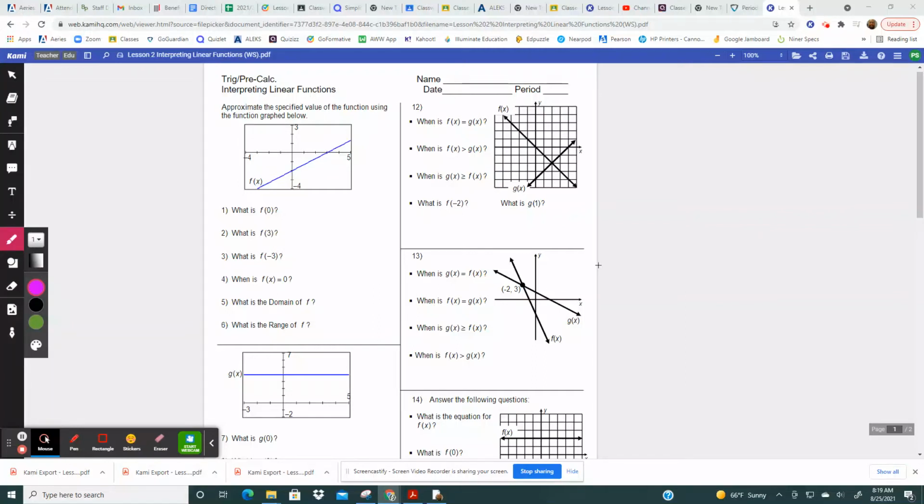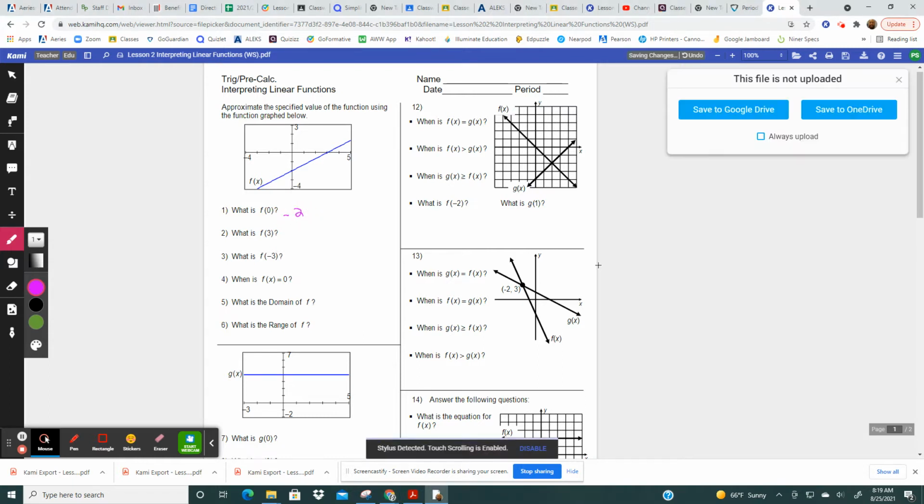All right, so I wanted to go over a few of these with you guys, so that way you guys can see how to do some of these. But here we're asking what is f of 0? So this is what is f when x equals 0? Well, x equals 0 is here. F is the line down here. So that's the reason why f of 0 is -2.